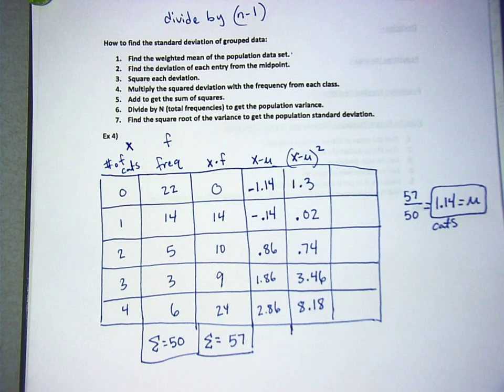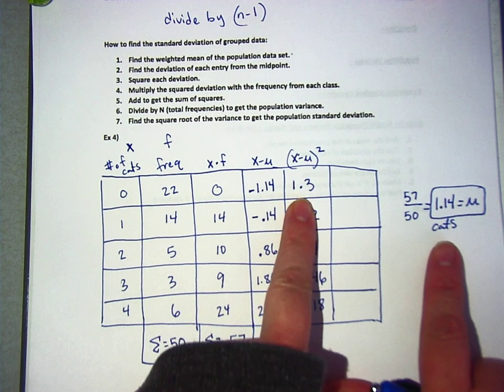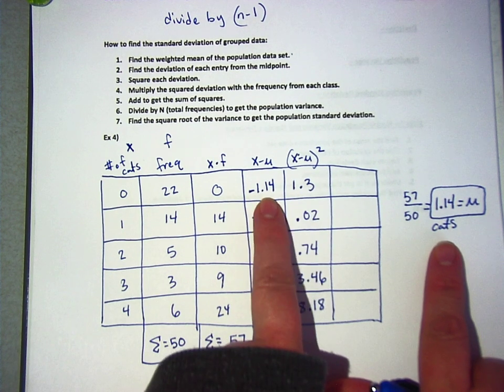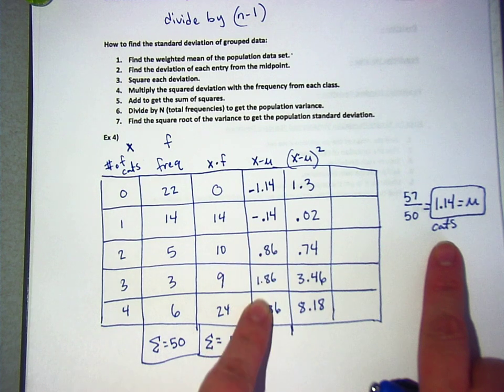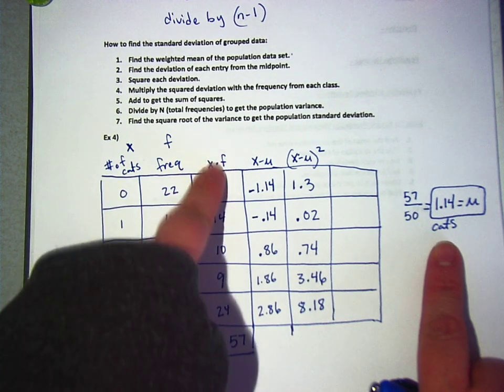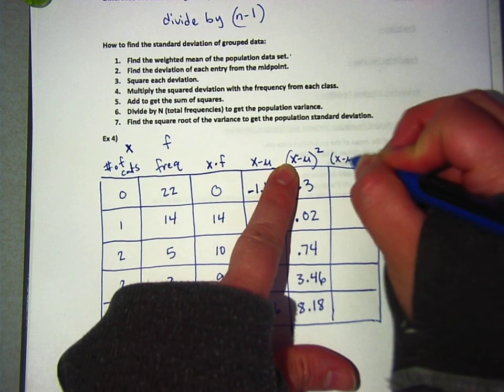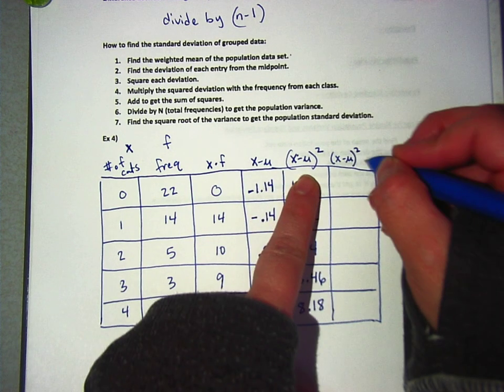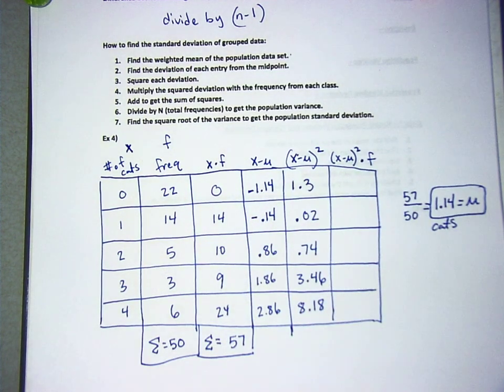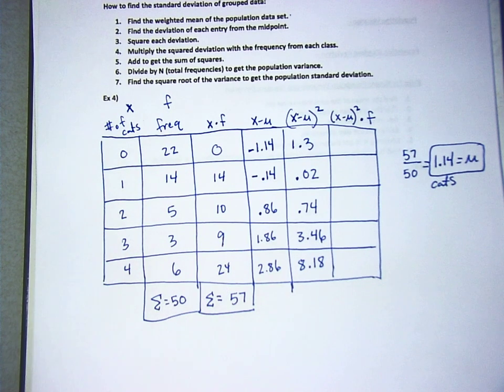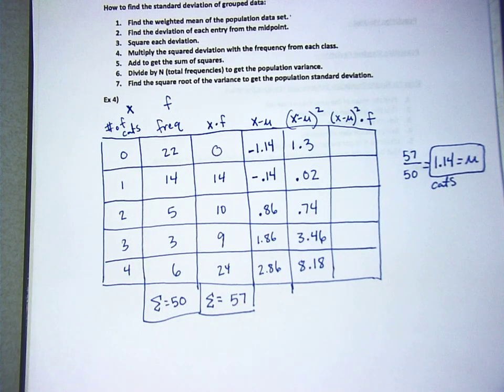But this doesn't take into weight how many are in each category, right? Besides the fact that this is a weighted mean, all this says is that this is below that mean, this below that mean, this above, this above, this above in these categories. But it doesn't take into account that there are lots of different numbers of people in these categories. So now you're going to multiply the squared deviation times the frequency to give a weight to it. So the first one is 22 times 1.3.